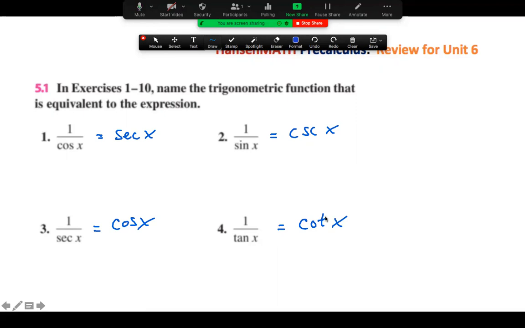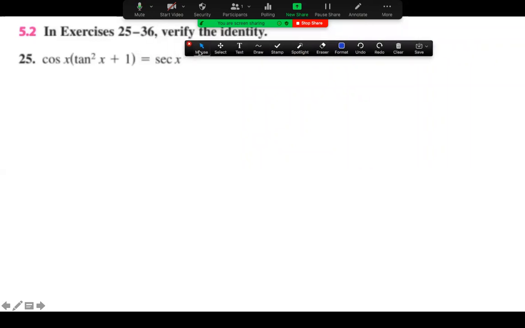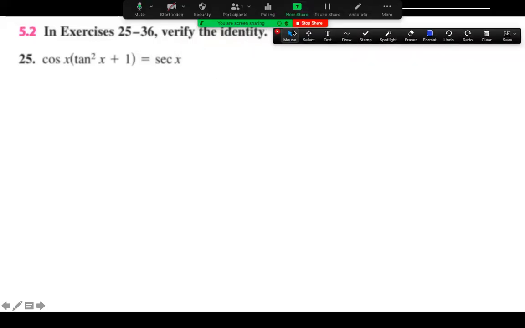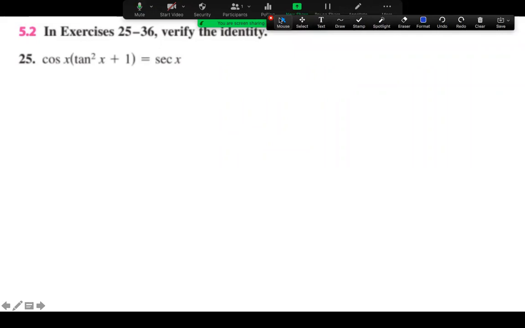So we will keep on going here. And we will go to the next problem, which was number 25. In this block of problems, 25, 26, 27, 28, 29, you're asked to verify the identity. So on number 25 here, we're going to take a look at it and try to dissect it a little bit.